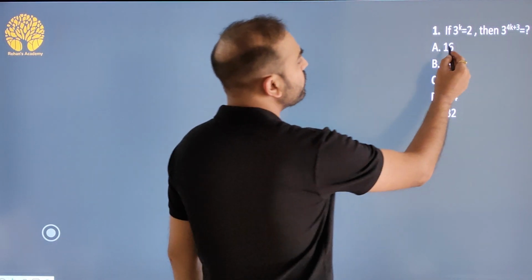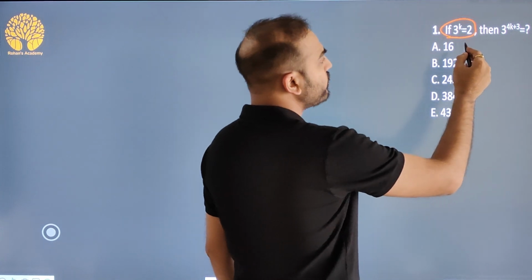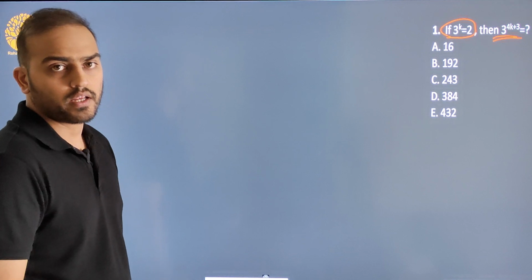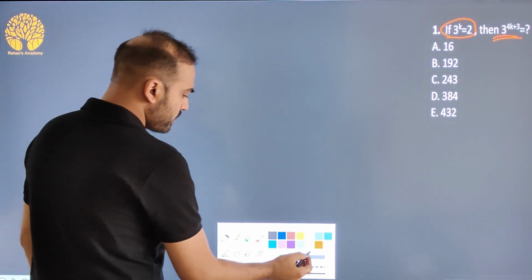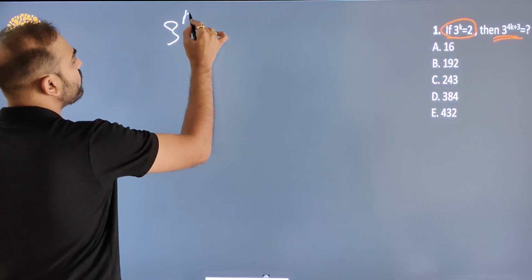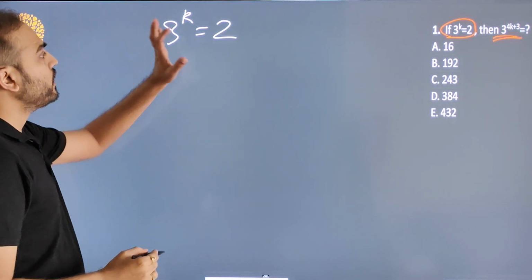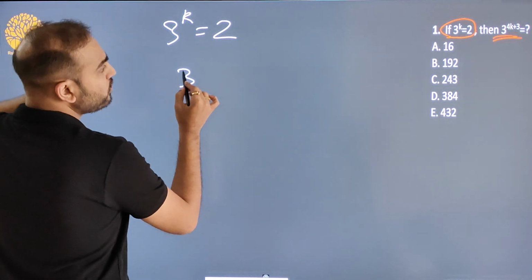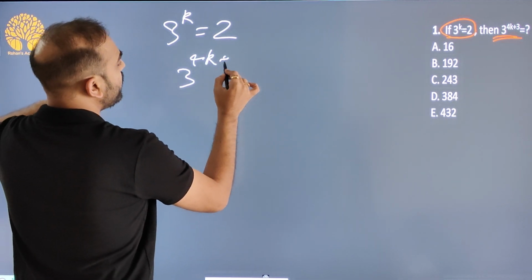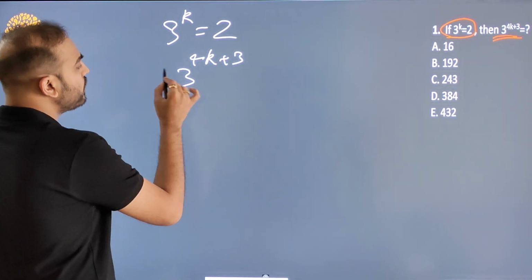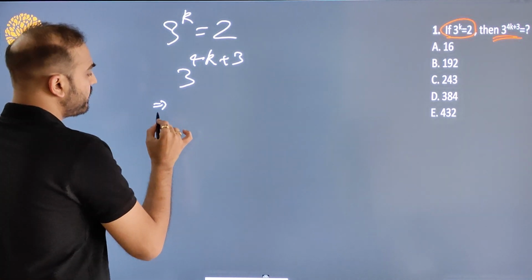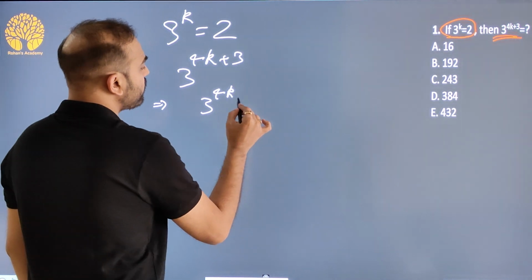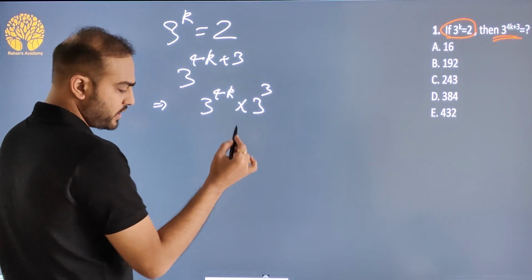So if we see, we have 3 power k is equal to 2, and the question is 3 power 4k plus 3. So the basis, powers, everything is different. What do we need to know? We need to know 3 power 4k plus 3. Let's break this down first. As I told you, everything is property based. So this can be written as 3 power 4k into 3 power 3.